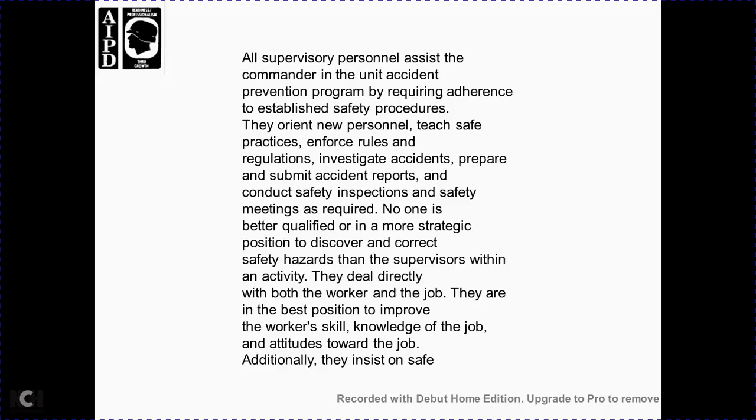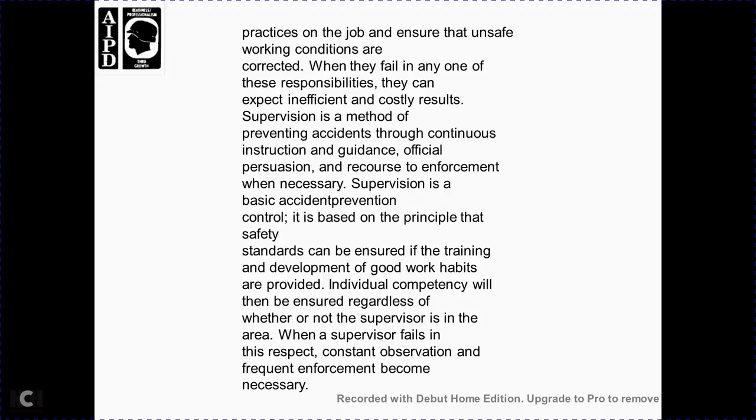Additionally, they insist on safe practices in the job and ensure that unsafe work conditions are corrected. Supervision is the method of preventing accidents through continuous instruction, guidance, and persuasion, with recourse to enforcement when necessary. Supervision must be the basic accident prevention control.